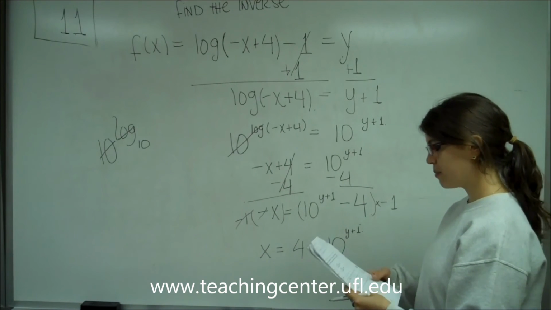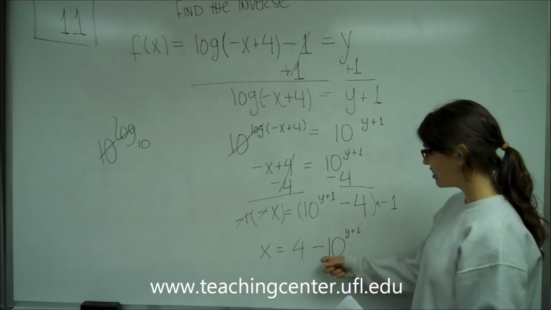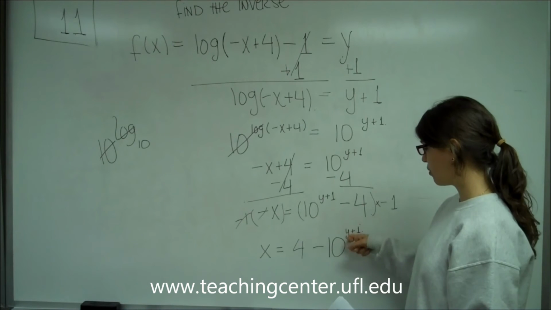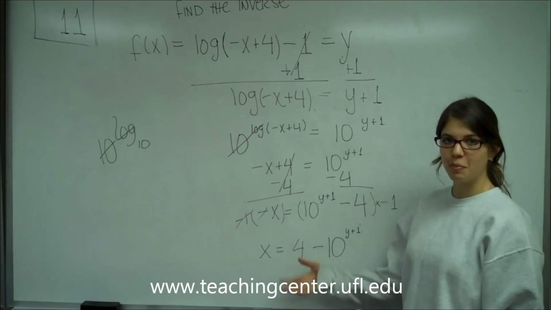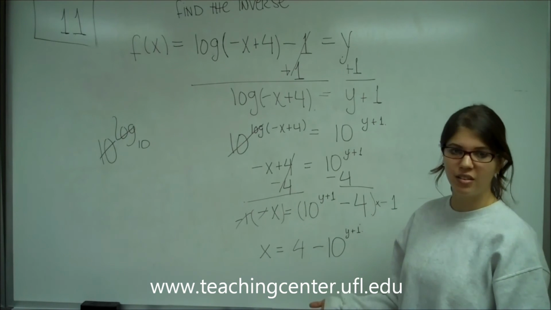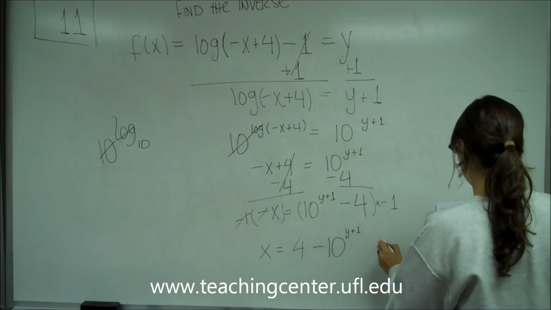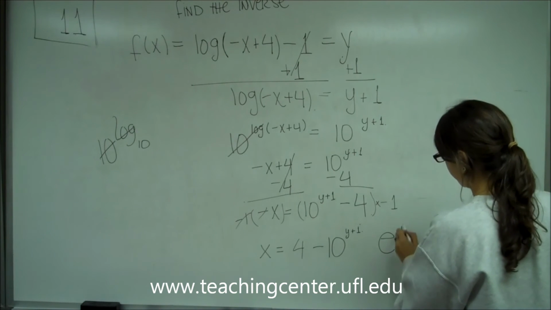So if we look at the answers, let's see if there's any of these. Answer D, actually they flipped it, so go figure. They said negative 10 to the y plus 1 plus 4. So you have to be able to recognize that it could be in any order, because it's a multiple choice. So I recognize this to be the same as answer E.